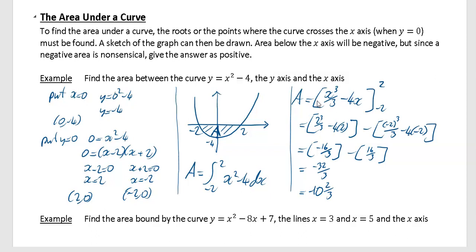Okay, the question said find the area, so you're not going to have a negative area. Your answer is going to be equal to 10 and 2/3. And it was area, so we're saying units squared, and that's it.